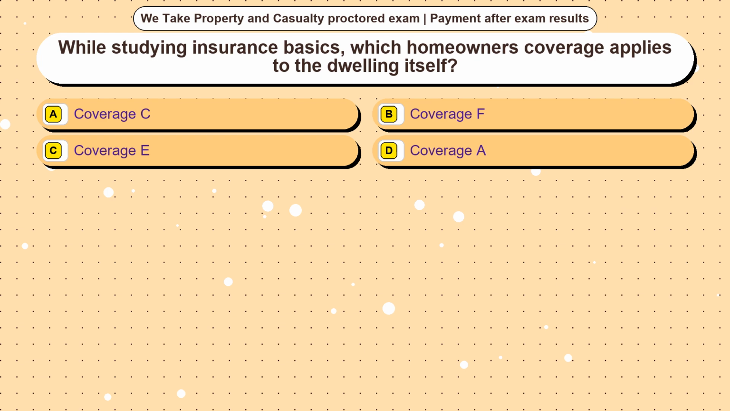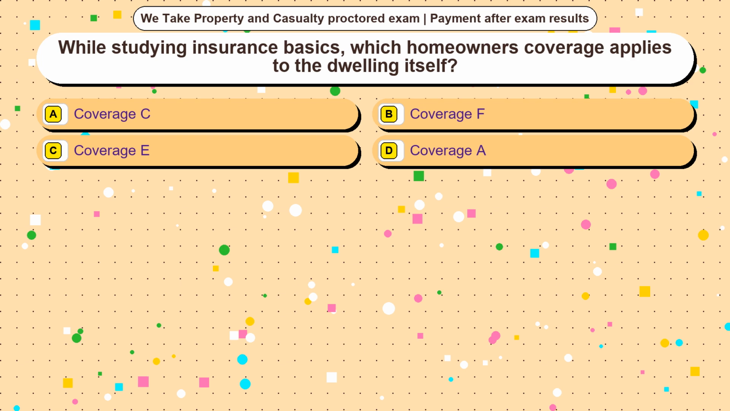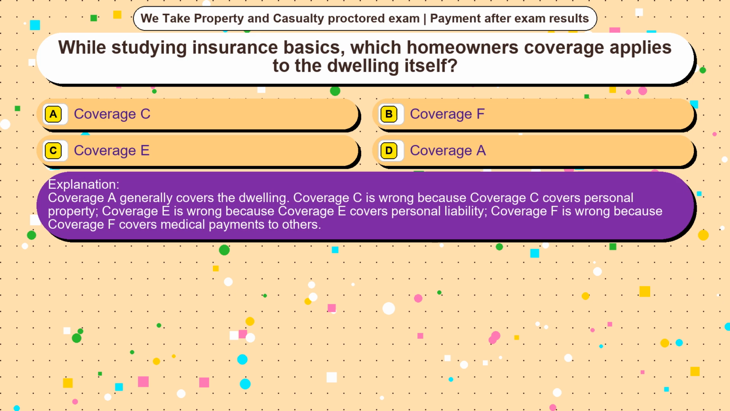Question 24. While studying insurance basics, which homeowners coverage applies to the dwelling itself? Option A, coverage C. Option B, coverage F. Option C, coverage E. Option D, coverage A. The correct answer is option D. Coverage A generally covers the dwelling.